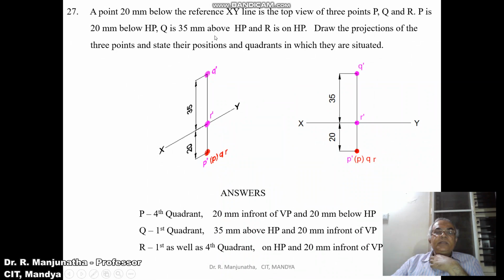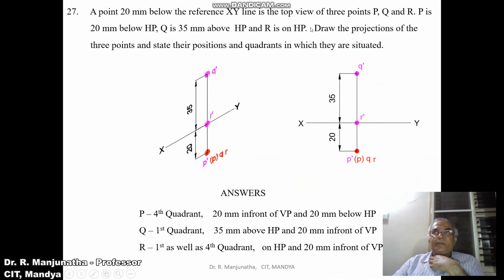And capital Q is 35 mm above HP. So as we say, 35 mm above HP always comes above the XY line. Capital Q means it is the front view. So here above HP means the front view, because the top view of Q is already here. So from here you measure 35 mm and you mark this point, and you mark this point as Q dash.